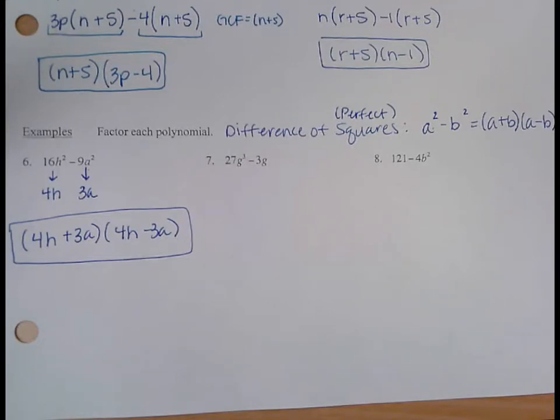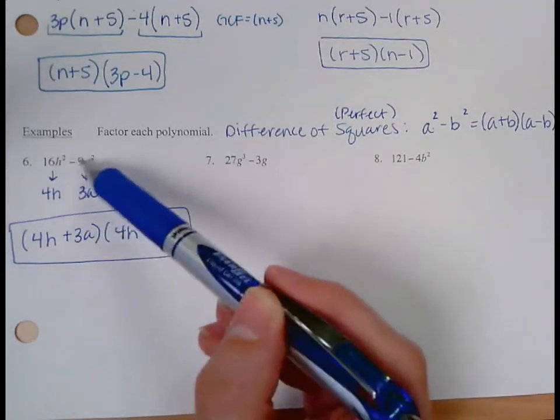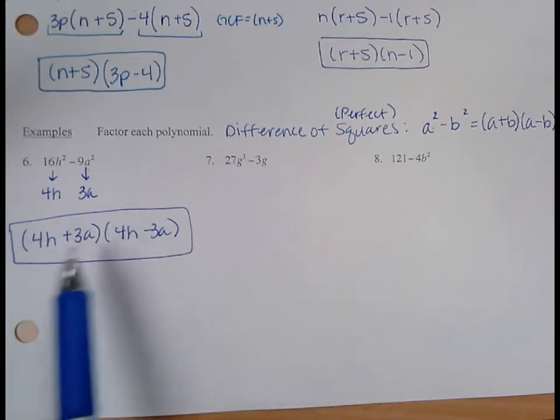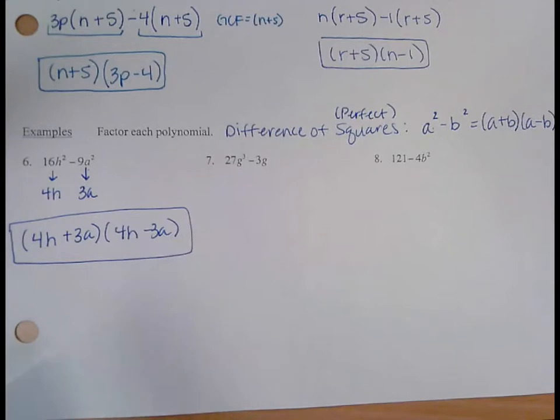And again, notice I went from a difference of 2 terms to now a product of 2 quantities. I have 4h plus 3a times 4h minus 3a. So I have a product.